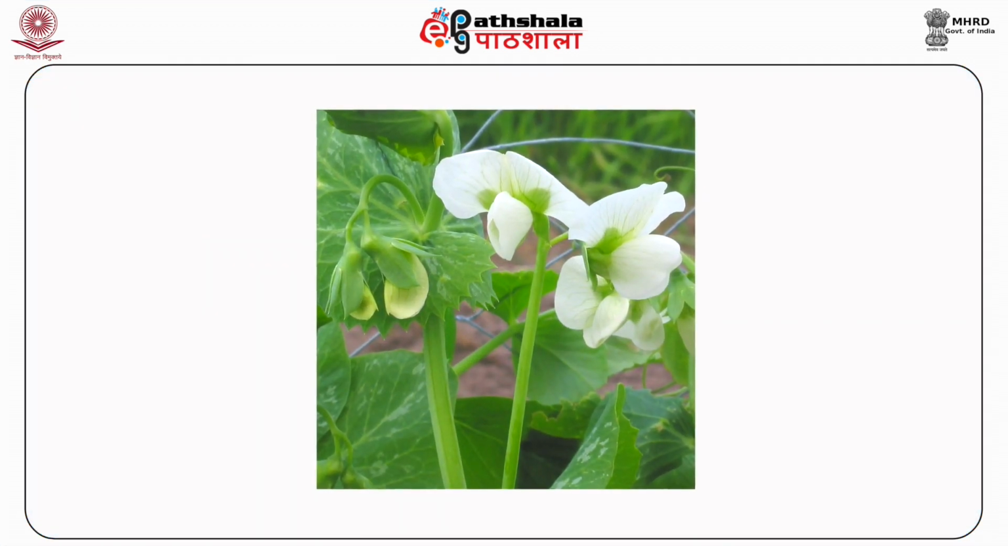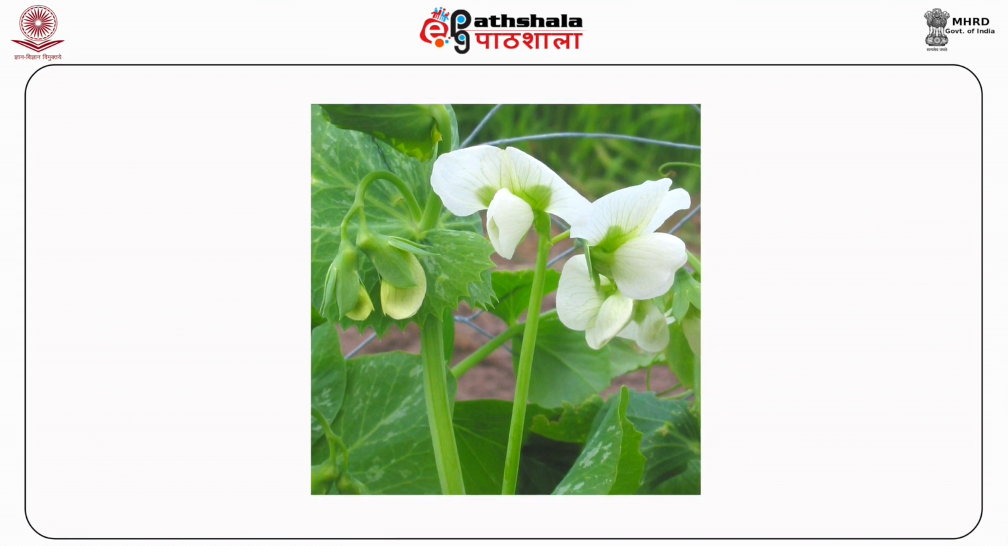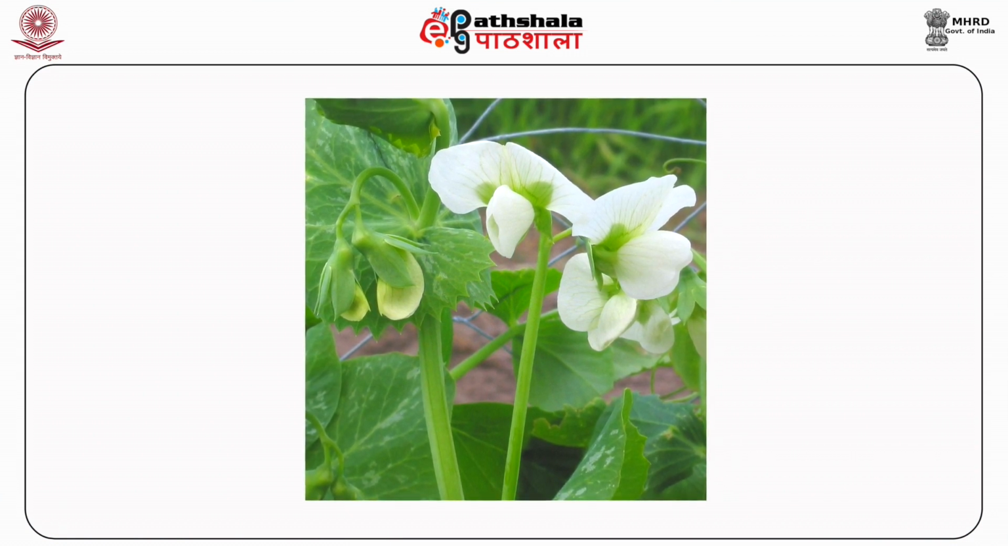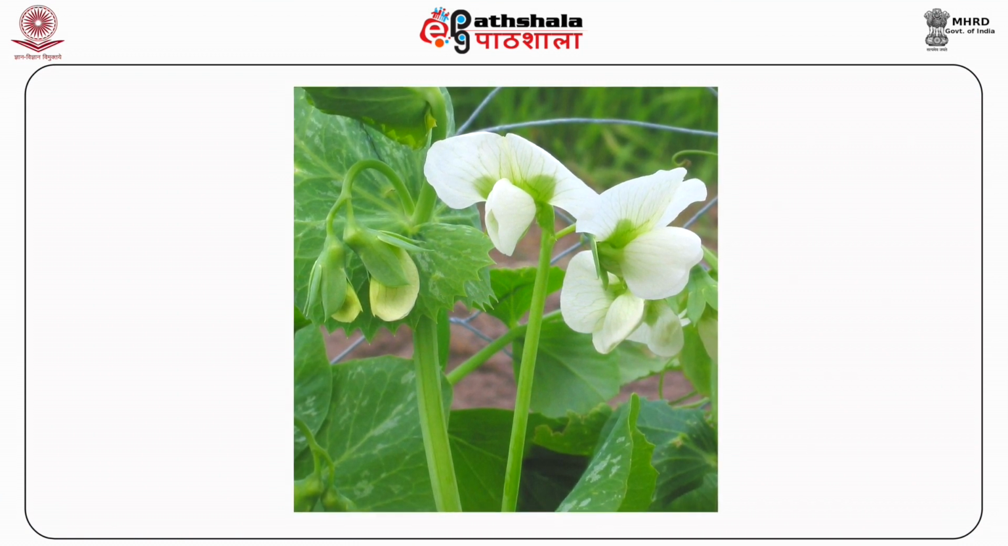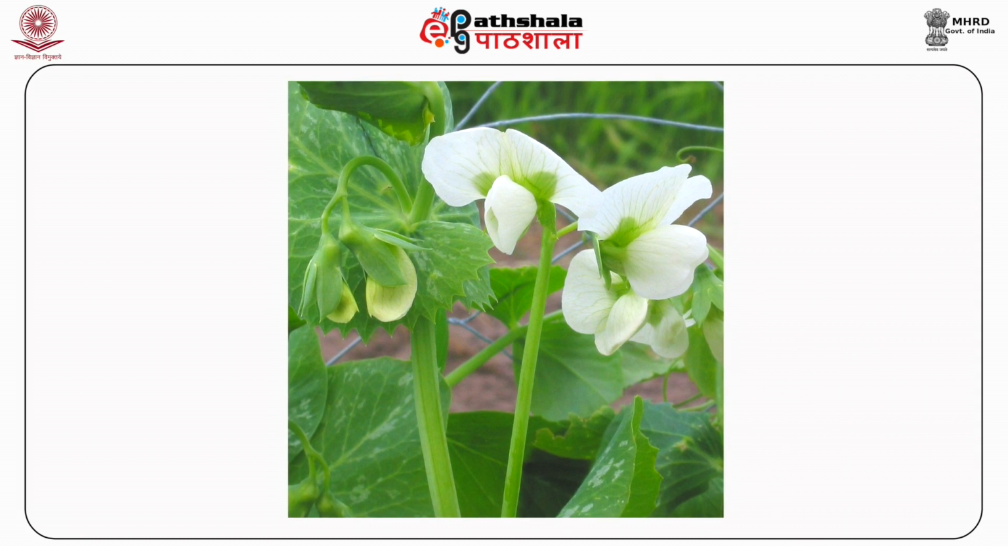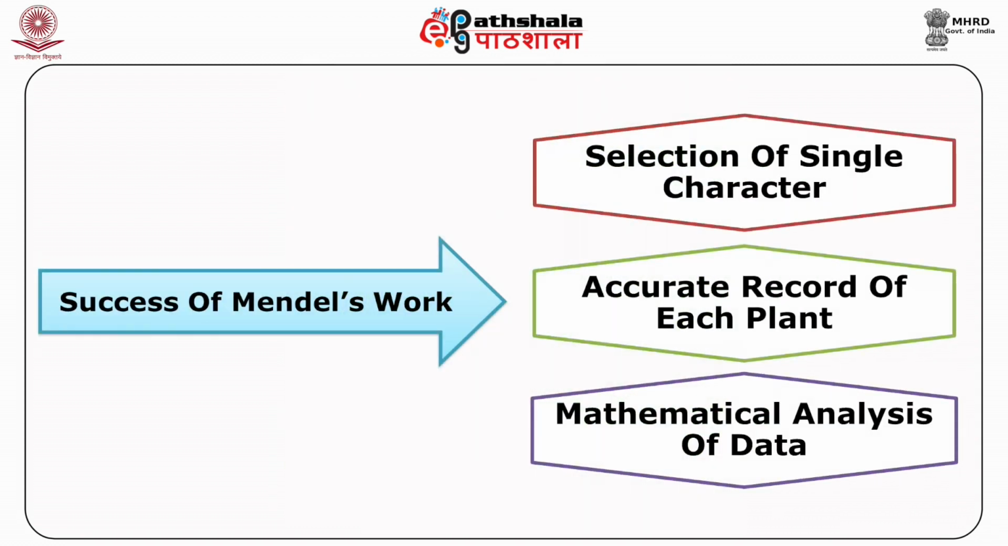Mendel's experimental approach. Mendel's research was with the pea, that is, Pisum sativum, which began in 1856 in his own monastery garden. The success of Mendel's work was because of the following reasons. First is selection of a single character. Second, keeping an accurate record of each plant. And third, mathematical analysis of data.